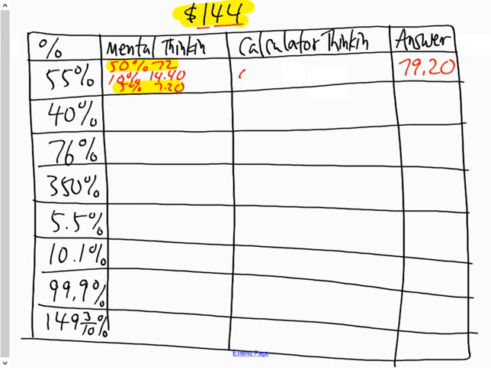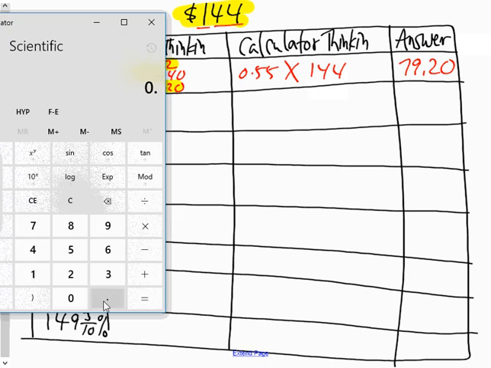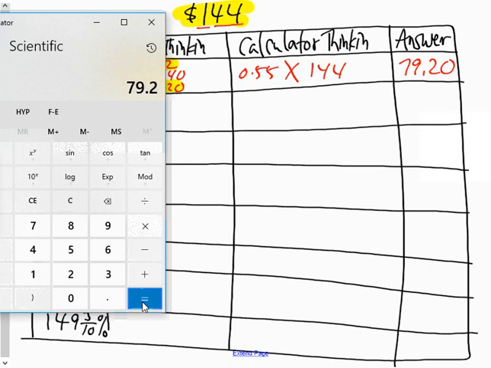Now, if we translate 55% to calculator thinking, 55% is 55 over 100, which as a decimal is 55 hundredths. So 55% of 144, if we use that as our calculation, we go 55% of 144, and it's still $79.20.